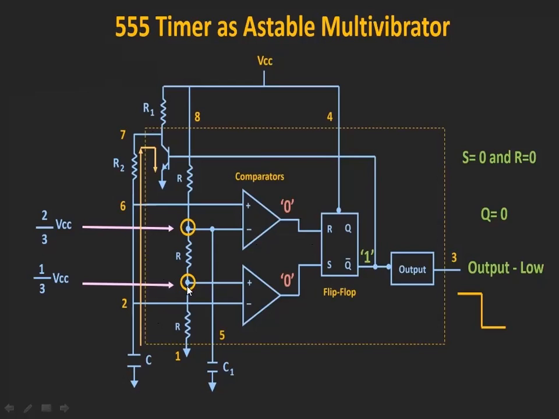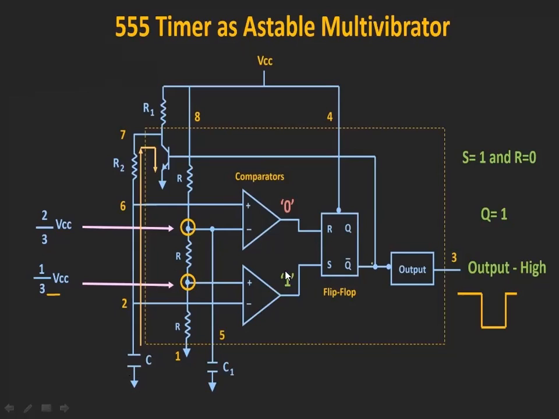Again and again. And when it discharges, so when the voltage across the capacitor is less than the lower comparator, coming to the lower comparator state. Whenever the voltage across this capacitor is less than the voltage at this node, then what happens? This comparator output becomes 1.